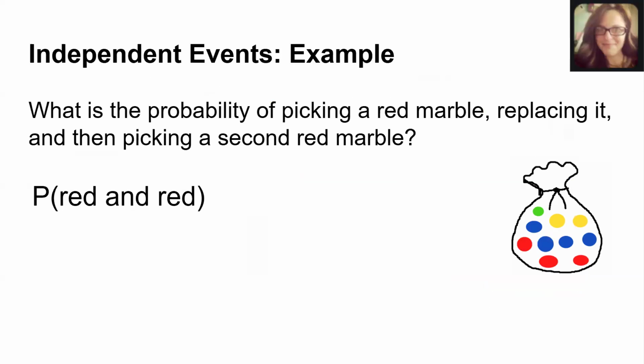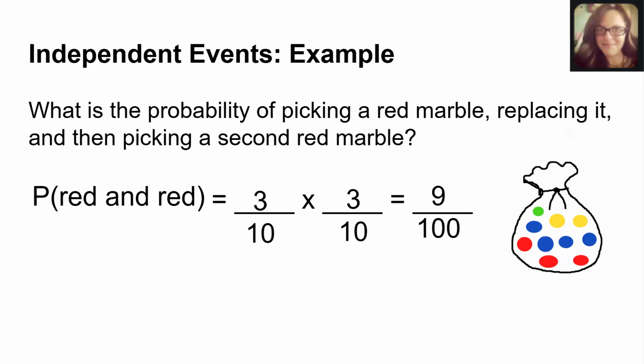Let's take a look at an example. What is the probability of picking a red marble, replacing it, and then picking a second red marble? Probability of red and red. And we'll multiply the probabilities together. We have 3 red marbles out of a total of 10. We replace the red marble, so we still have 3 red marbles out of a total of 10. Multiply fractions straight across top and bottom, and that is a 9% chance of picking red and red.